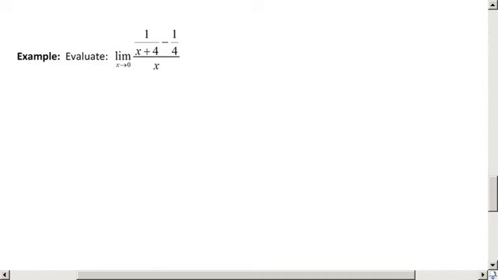Alright, in this third video regarding limits of indeterminate forms, we're going to look at limits that involve algebraic fractions. In general, it's a good idea to really combine the two fractions together as we see here. So the first step that I'm going to do is, off to the side here, just add together 1 over x plus 4 minus 1/4.